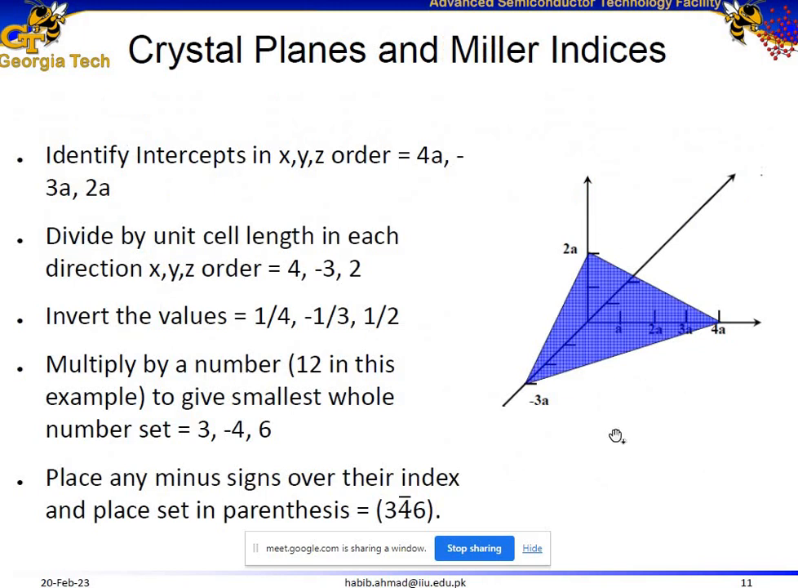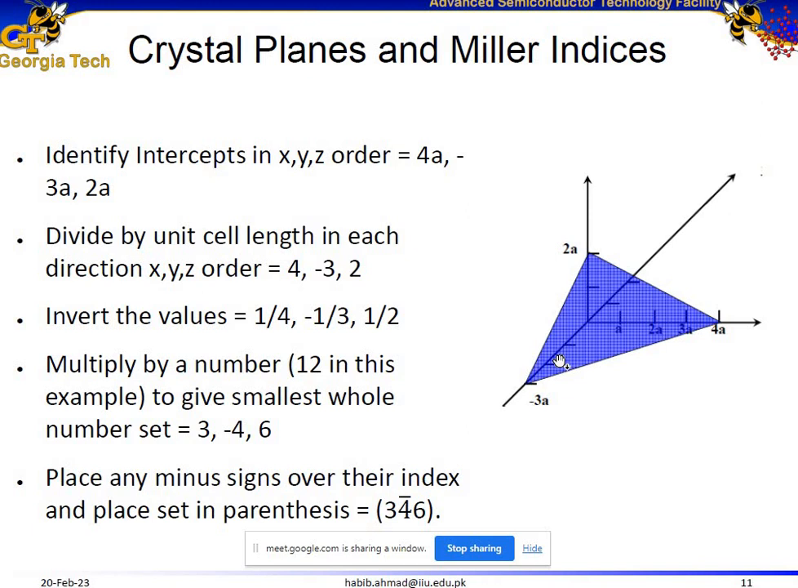Moving on to the next slide, let us try to calculate the Miller indices for this example. Now, in this example, don't get confused with the x-axis, y-axis, and z-axis. These are just conventions. But in this example, we assume that this is our x-axis, this is our positive y-axis, and this is our positive z-axis. So what are the intercepting points? 4, minus 3 for the y-axis, and 2 for the z-axis. These are the intercepting points: 4, minus 3, comma 2.